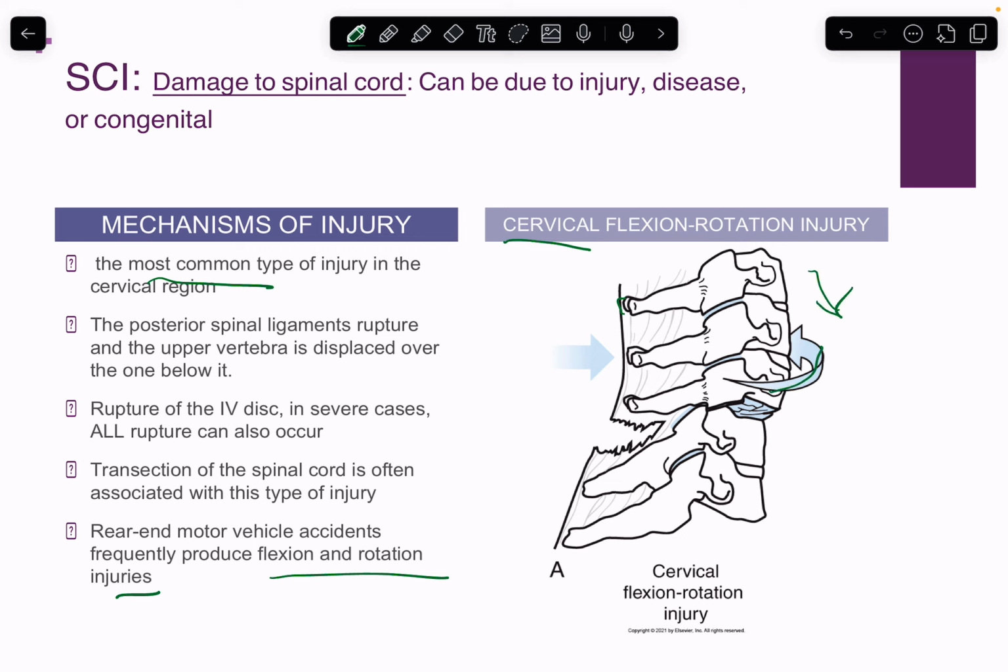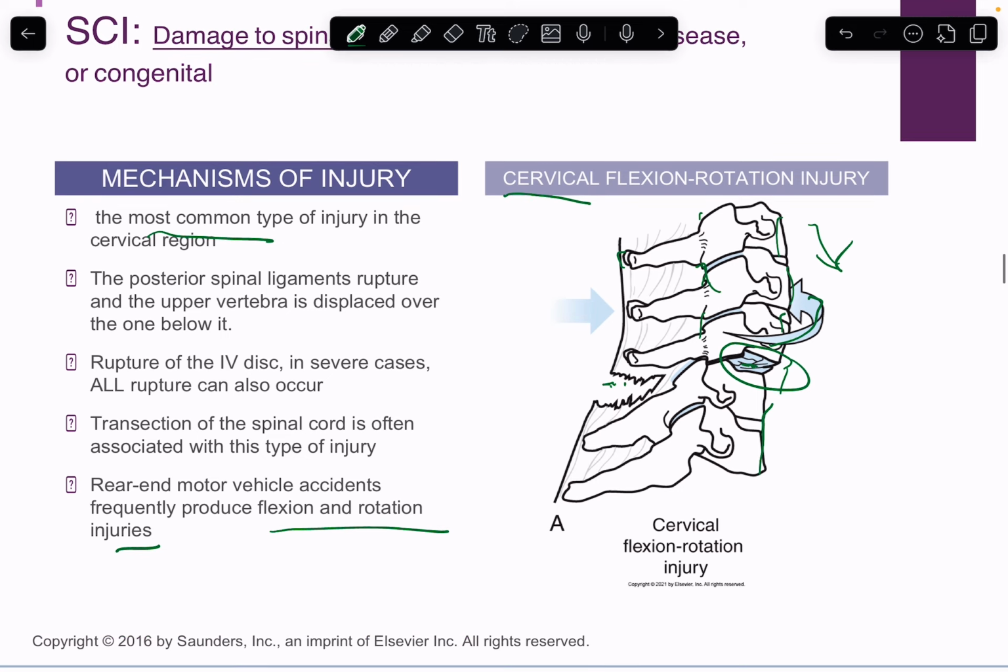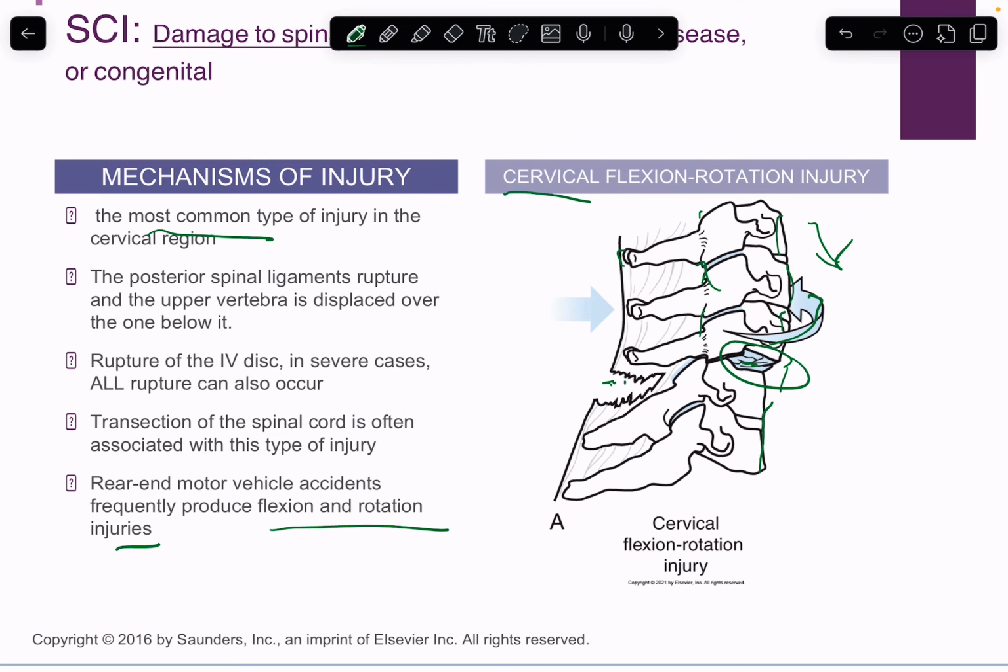The posterior spinal ligaments will rupture, and also the upper vertebrae is displaced over the one below, looking over here, right? There is also a rupture of the IV disc in severe cases, and the anterior longitudinal ligament rupture can also occur. Here, anterior longitudinal ligament. The transection of the spinal cord is often associated with this type of injury.